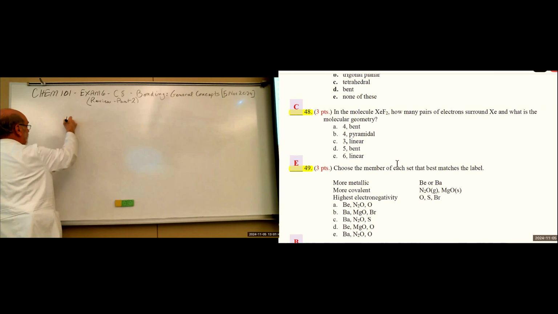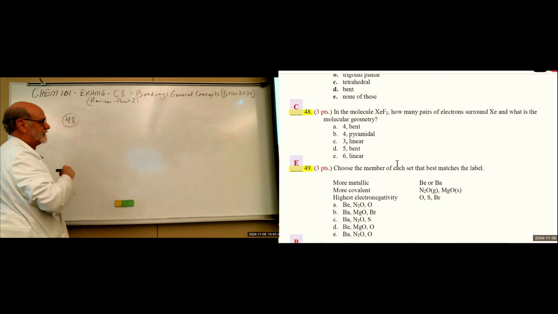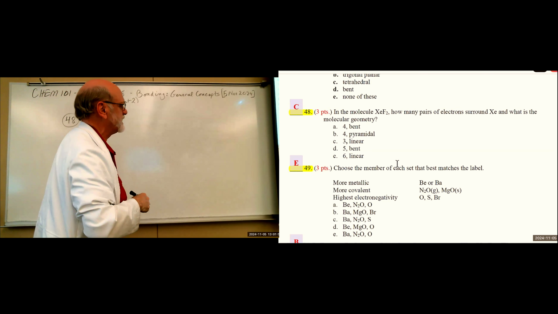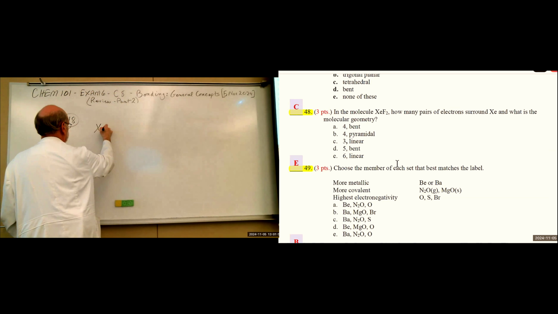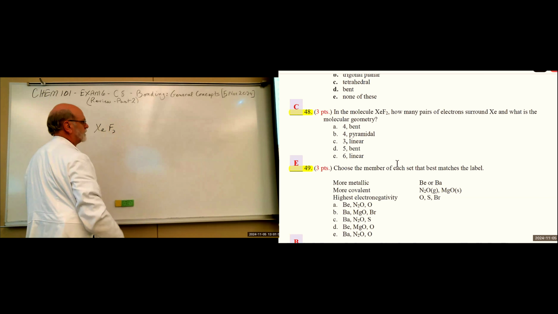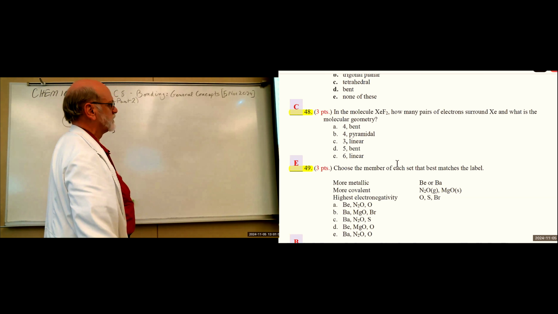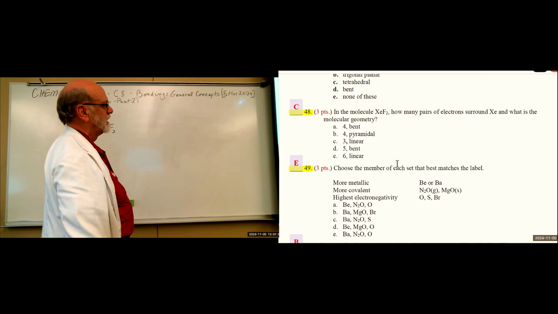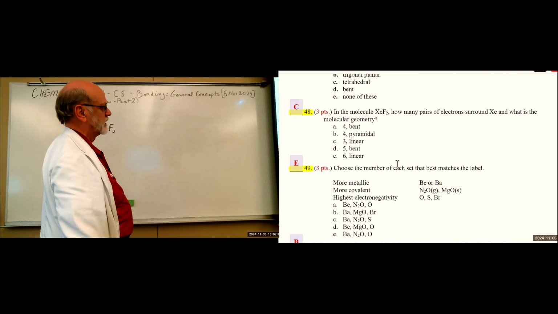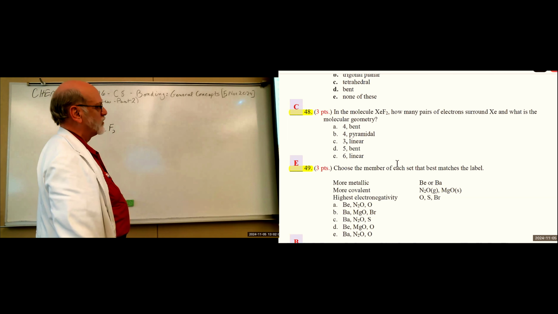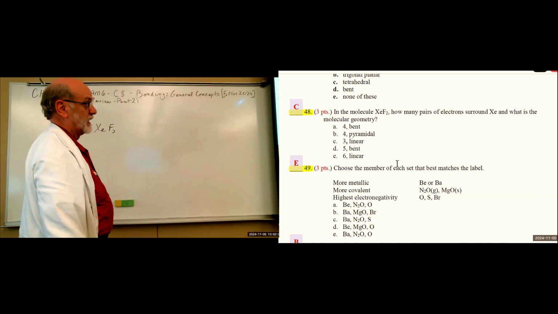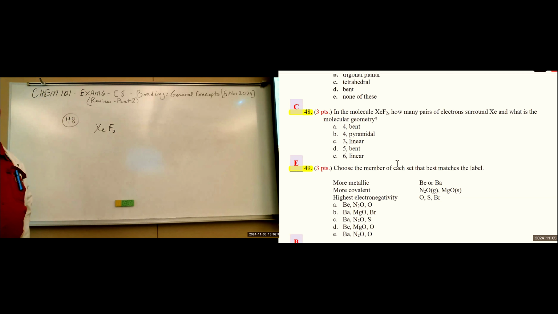48. All right, xenon difluoride. How many pairs of electrons surround xenon, and what is the molecular geometry? How many pairs of electrons? Now, it doesn't say lone pairs or bonding pairs, so we have to count them all.